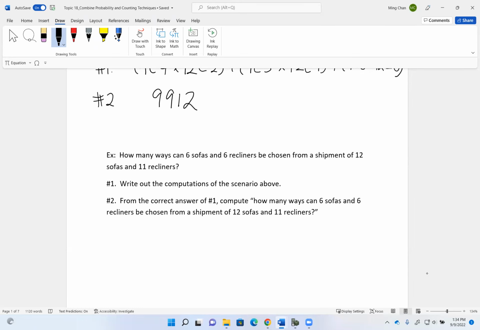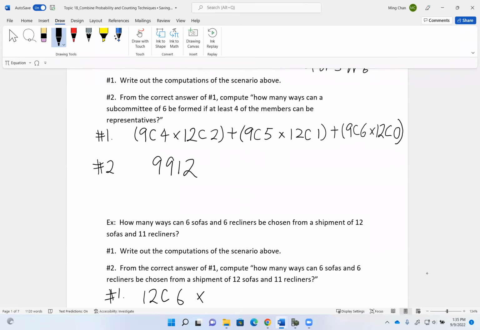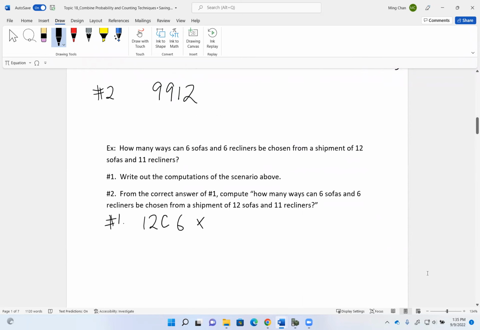How many ways can 6 sofas and 6 recliners be chosen? Okay, it tells me exactly what I want. From the shipment of 12 sofas and 11 recliners. So there are 12 sofas, I'm choosing 6 of them, right? It tells me to choose 6 of them using combination. Which one I pick, the order doesn't matter, followed by the recliners. So earlier, this is representatives followed by senators in that one way, one scenario. So this is only one scenario. Sofas followed by recliners. 11 recliners, choosing 6 of them.